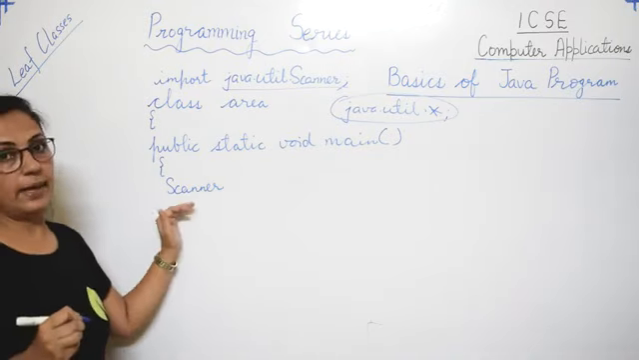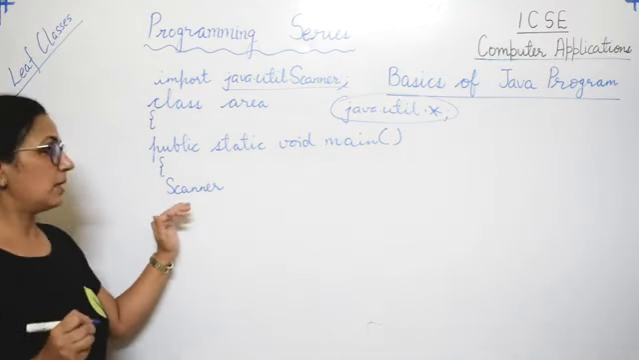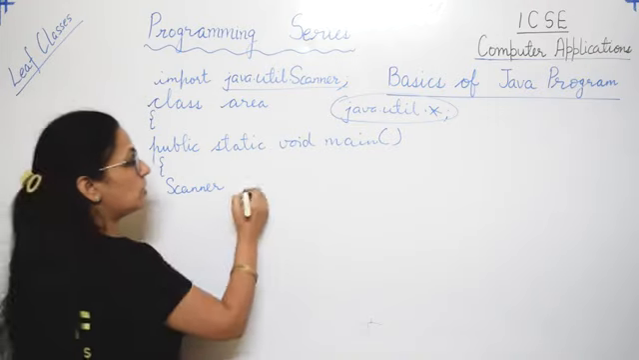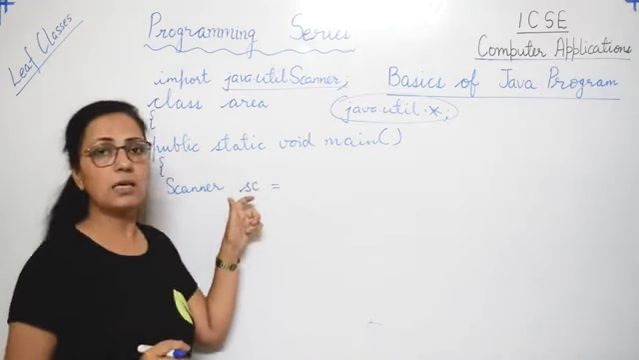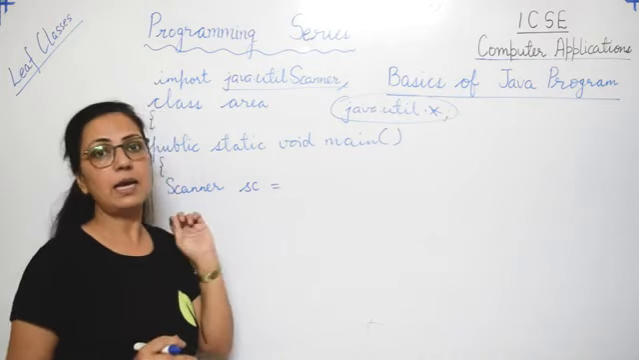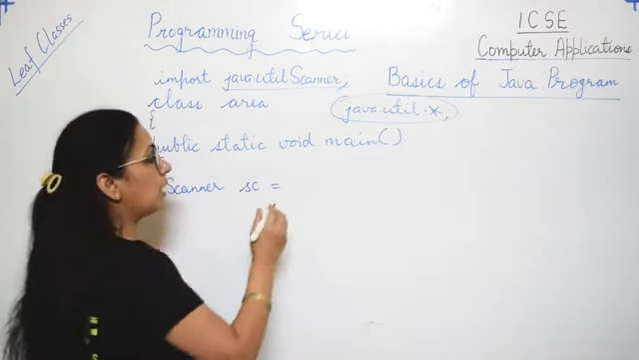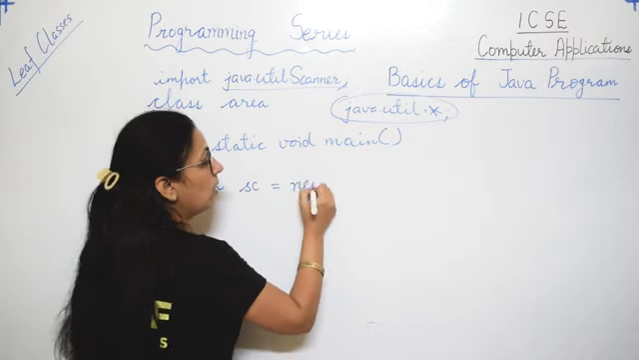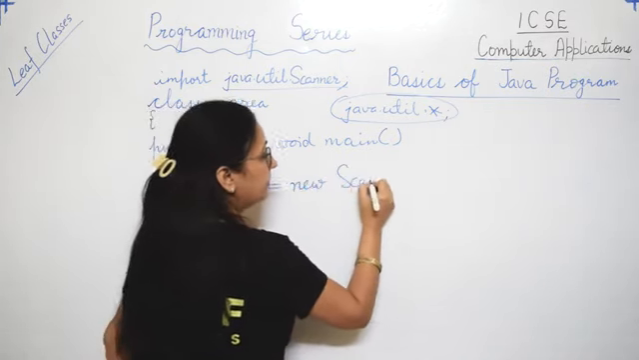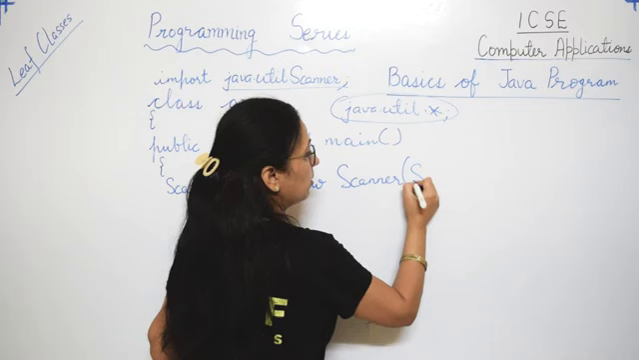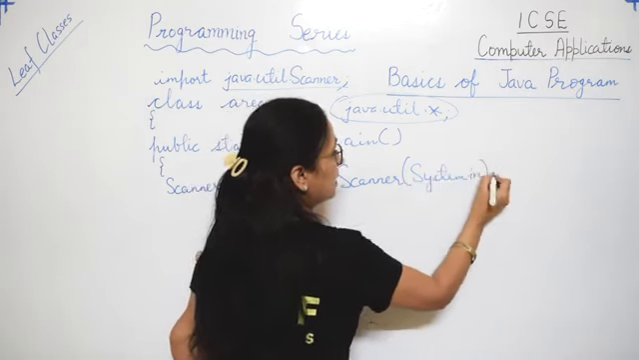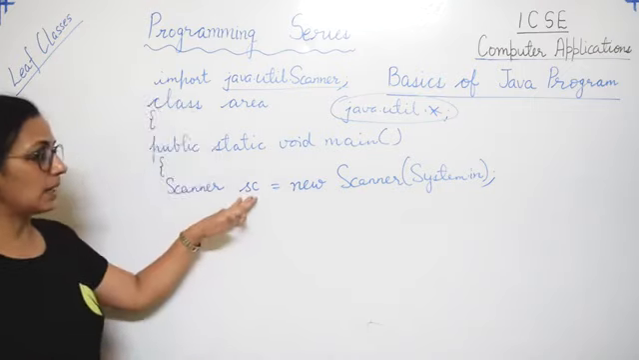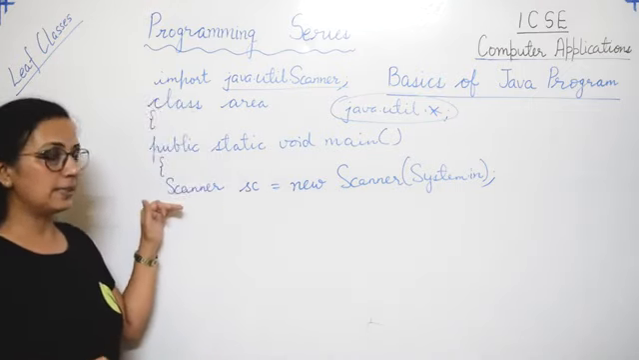And you know that the object creation statement is class name space object name. This is user defined name. You can write SC, you can write N, you can write OB, any name of your choice, equals to new Scanner, and the class name, system.in. This is the statement for creating the object of class scanner.